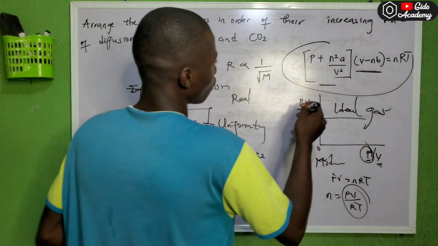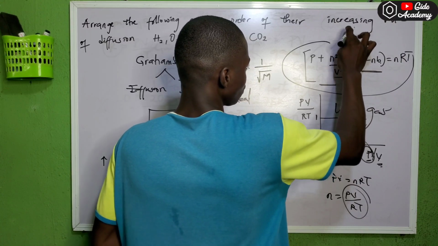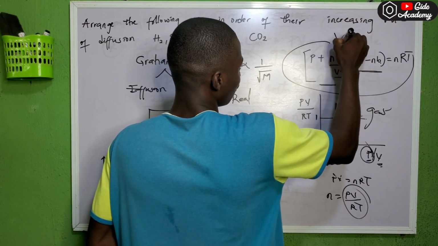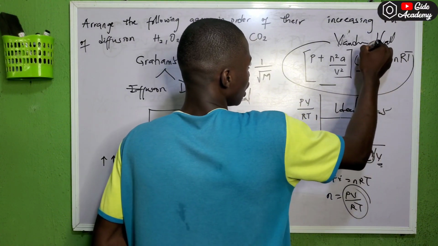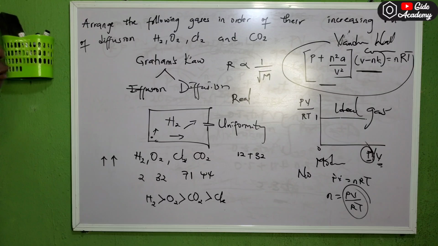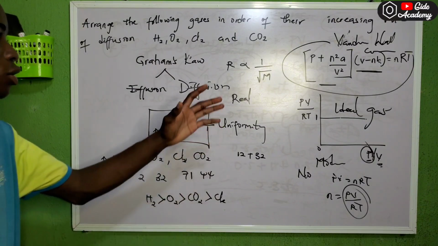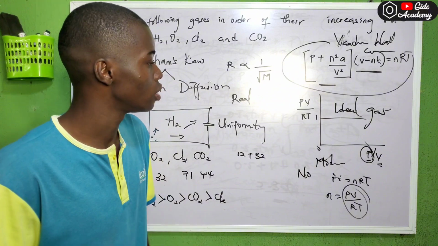Whereby this a and b, they are Van der Waals constants. Please, they are Van der Waals constants, and this whole formula is the Van der Waals formula. That's the Van der Waals formula: correction of pressure, correction of volume.